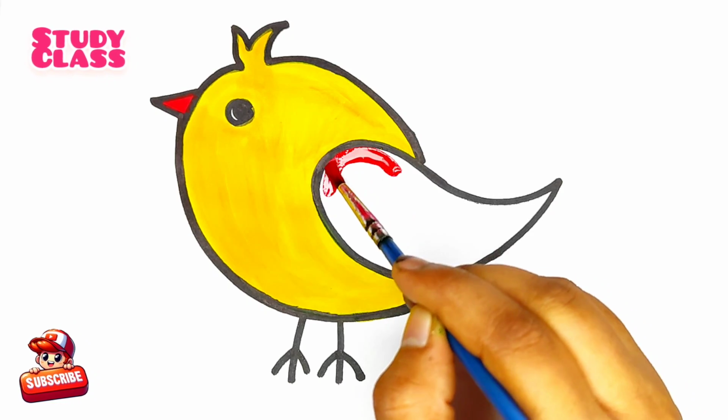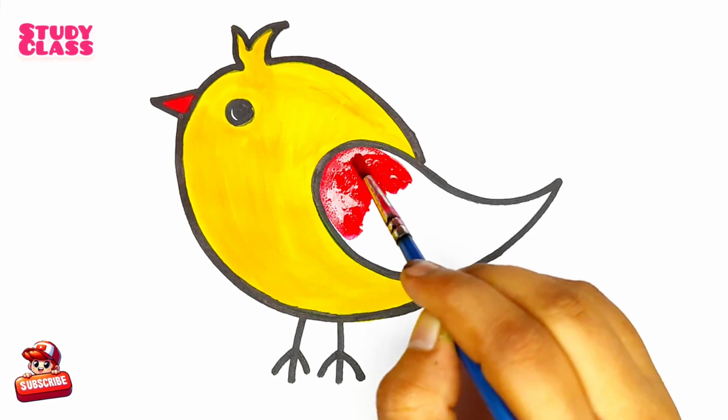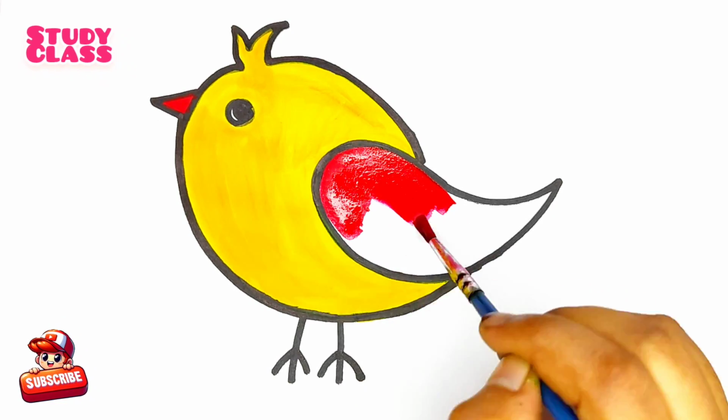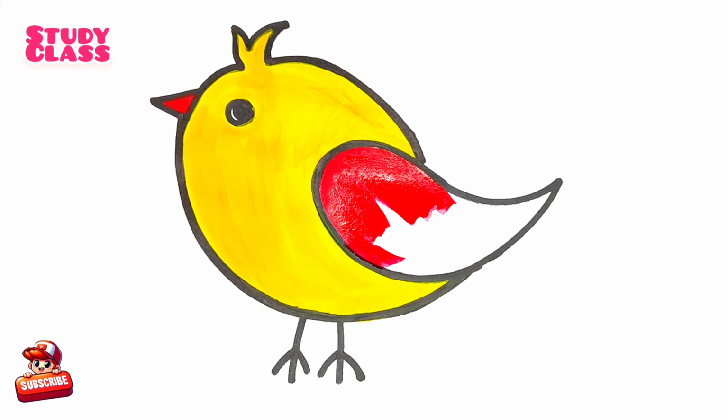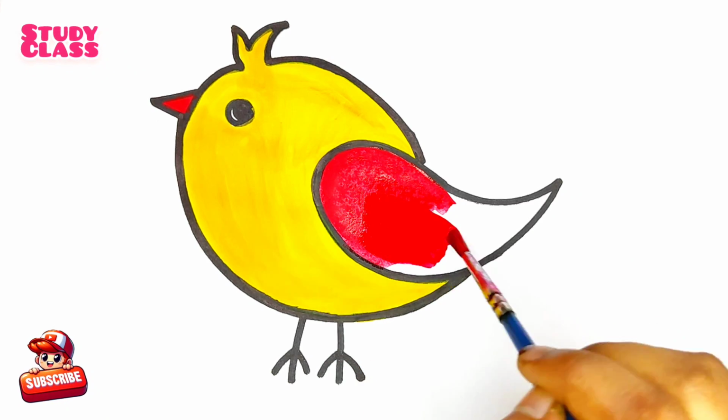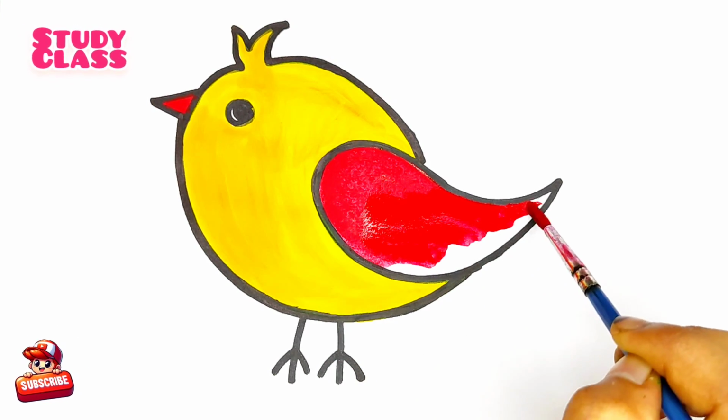Red color. Birds communicate with each other through songs and calls. A group of birds flying together is called a flock.